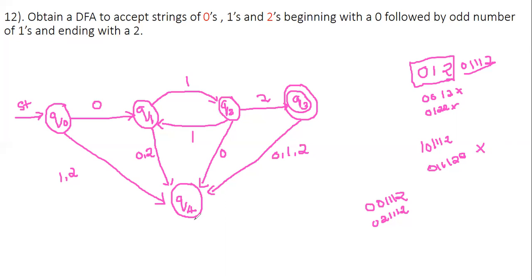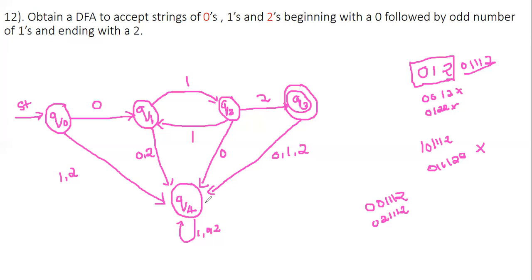Then what about Q4? Again, it will have 1 comma 0 comma 2, or 0 comma 1 comma 2 also you can write. I had written 1 comma 0 comma 2. Both are the same. So this is the DFA for this particular question. Question number 12: obtain a DFA to accept strings over 0, 1, 2, beginning with a 0 followed by an odd number of 1s and ending with a 2.